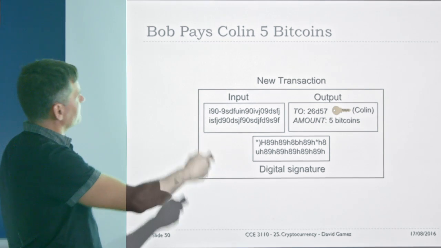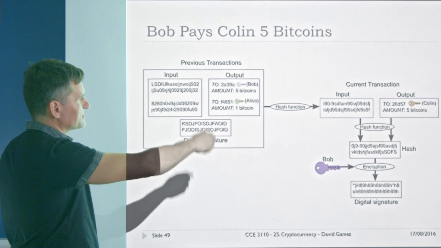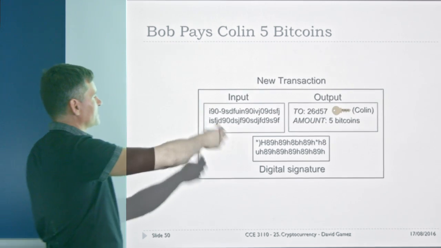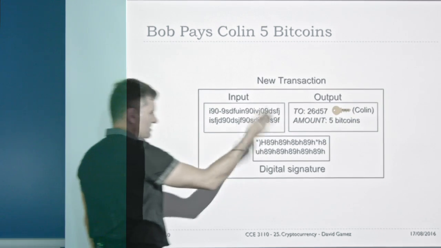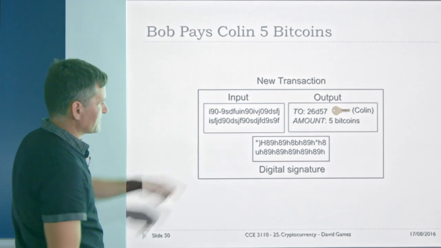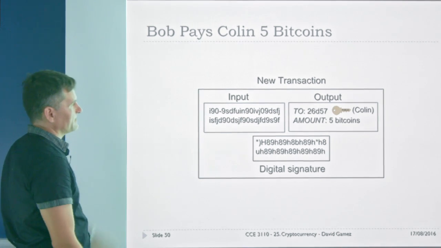So here we have Bob signing the transaction, and this is a new transaction with an input, an output, and the digital signature, and Colin can check it in exactly the same way as Bob checked the previous transaction.